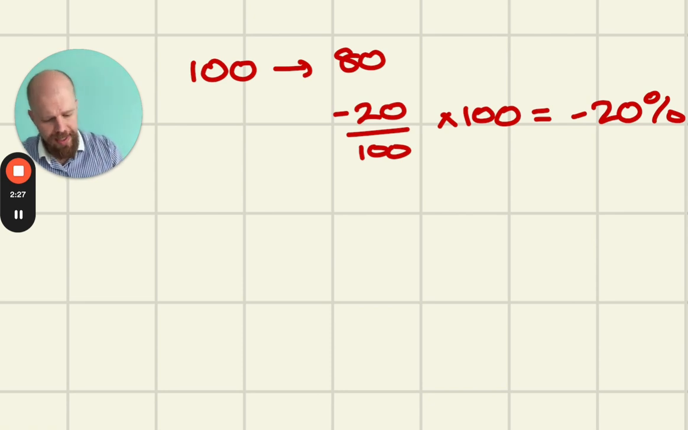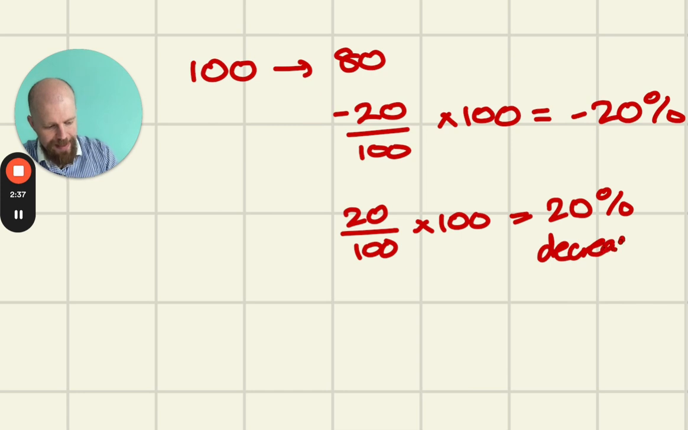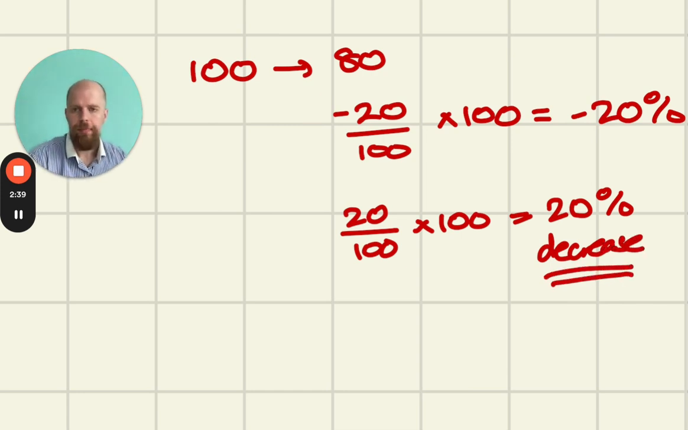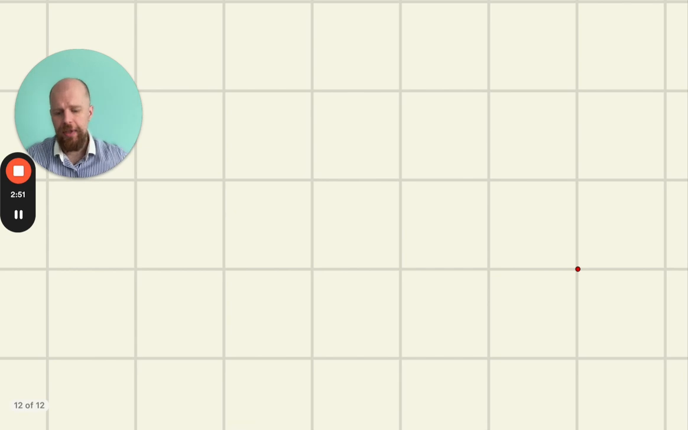But if you want to instead, you can just say that the change is 20 out of 100 times 100, which would be 20, and then all you need to do is state that it is a decrease. So either you write minus 20%, and that shows that it's a decrease because it's a negative number, or you just write 20% decrease. Let's do another example, but now let's take one where we're going to use a calculator.